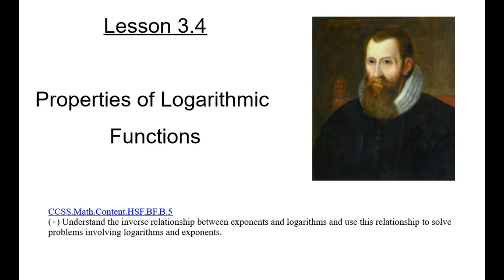Lesson 3.4, Properties of Logarithmic Functions. In this lesson, we're going to learn how to expand and condense logarithms, as well as learn how to use the change of base formula, which allows us to calculate a logarithm written in any base.